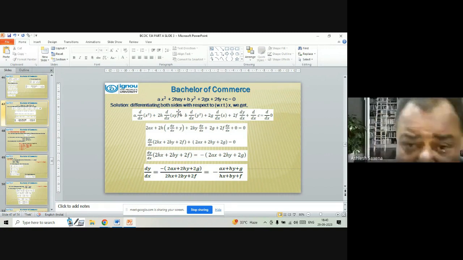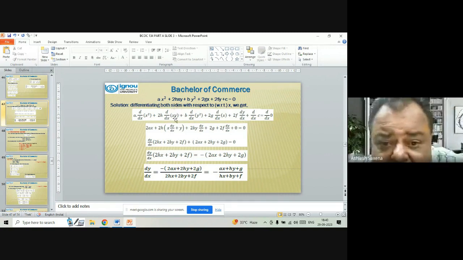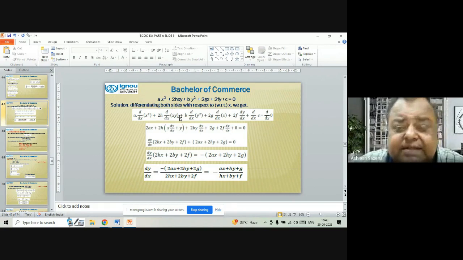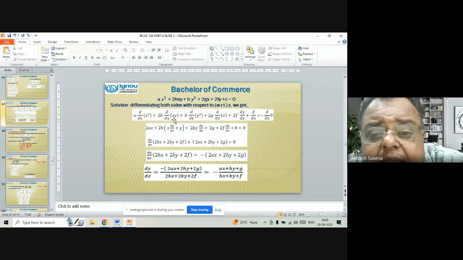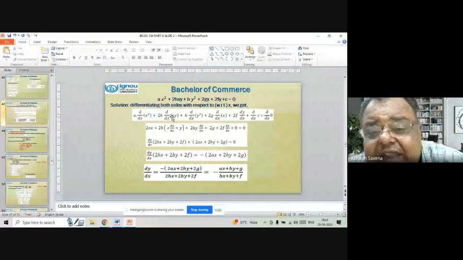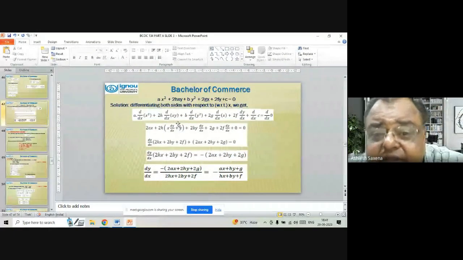This is a composite function. Composite in the sense it has x and y together. What we will be doing? We will be applying product rule in this. First function as it is, derivative of second function plus second function as it is, derivative of first. The derivative of x is 1. This is the derivative. Now, differentiating of y square.